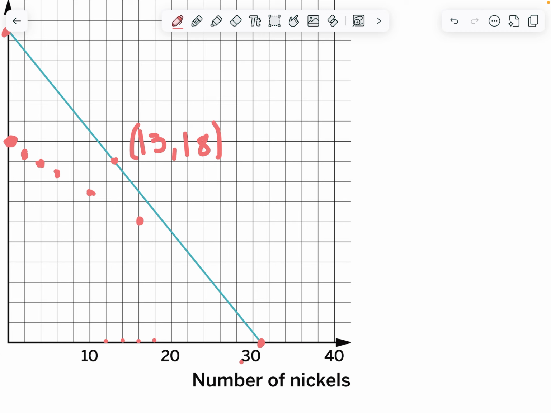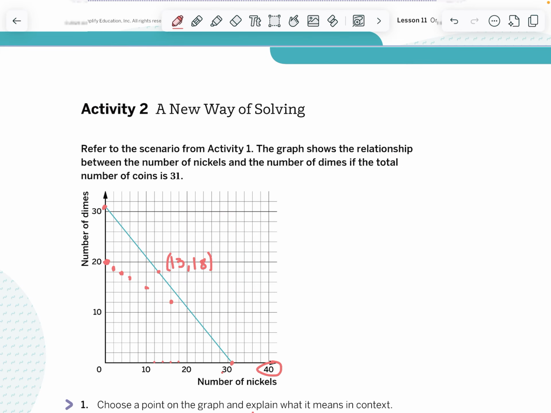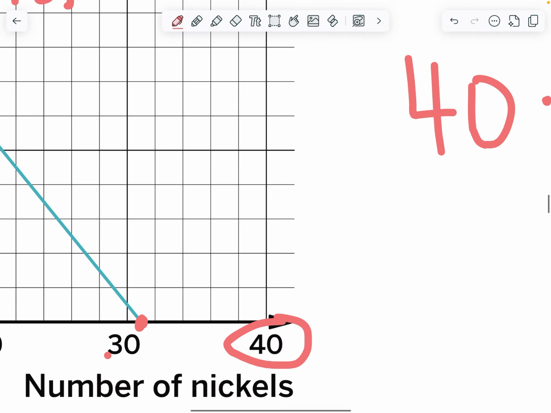So to just make this easier, I can see that I have this 40 right here. So I know my x's were my nickels. So if I use 40 nickels, 40 times 0.05 is actually $2 even. That would leave me with zero dimes. So I can actually put a point right here at 40, 0.